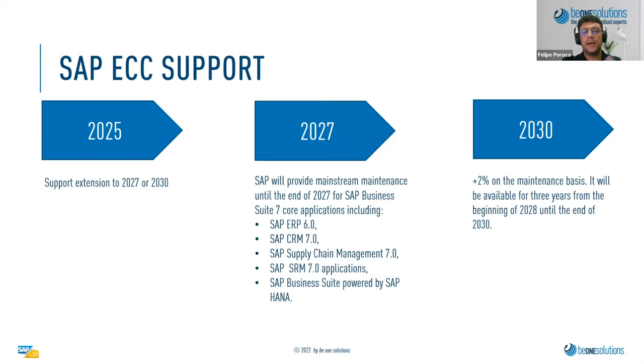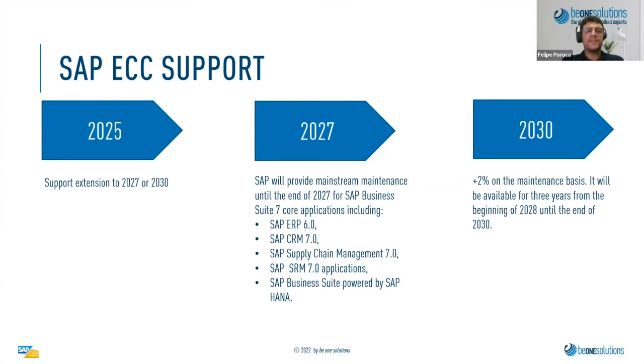But then suddenly, a couple of years ago, in my personal opinion, due to some market pressure, right? Some customer pressure. SAP decided to extend this support until 2027, where we are right now, and I'm talking about ERP, CRM, all the core applications, right? This is the best way to call it, core applications. SRM, the suite. Yeah. That's correct.